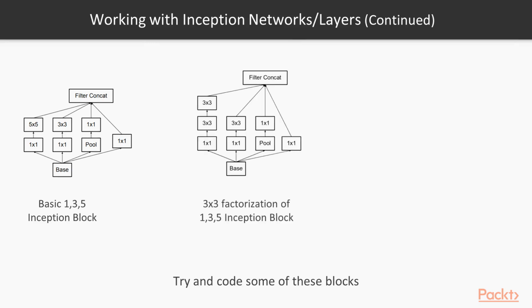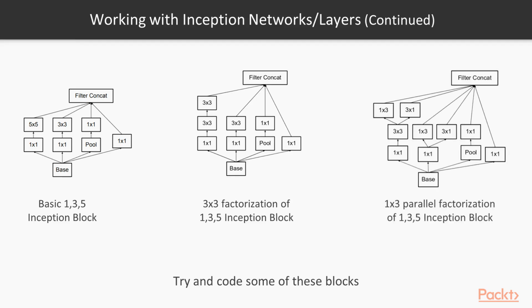Now, it's possible to factorize down the more complex convolutions. One way of factorizing, say, a 5x5 convolution is to perform two 3x3 convolutions. And that's what we have in the second picture there. You can also start factorizing things into 1/n convolutions. And we can do these 1/n convolutions in parallel. And so over here on the right-hand side, we have a parallel factorization.